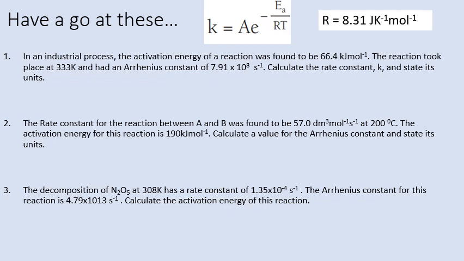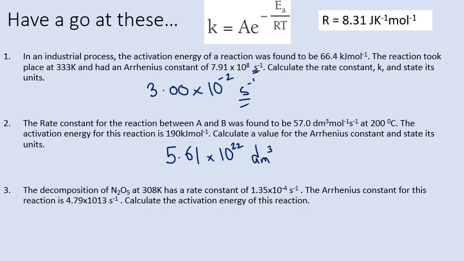Okay, so the answer for question 1 comes out to 3.00 times 10 to the minus 2, and the units are seconds to the minus 1. Remember, the units are just going to be the same as the Arrhenius constant. Arrhenius constant and rate constant will have the same units. Answer for number 2 comes out at 5.61 times 10 to the 22, and the units are dm cubed per mole per second. Units are the same for rate constant and Arrhenius constant.